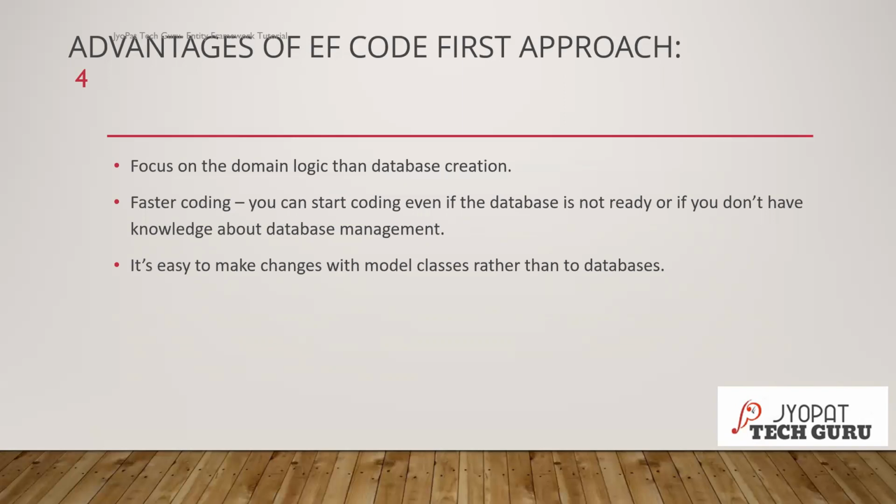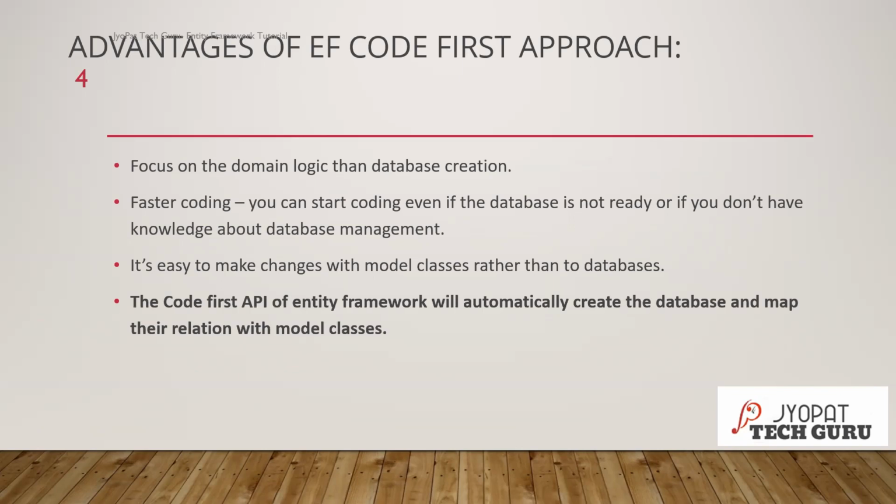It is easy to make changes with the model classes rather than to databases. It becomes difficult for you to interact with the databases every now and then. Rather than that, you can just go to the model classes as they are part of your application, and you can change them very easily. The code first API of Entity Framework will automatically create the database and map their relation with model classes. No need to edit and update the designer model, that is the .edmx file in Visual Studio. Everything will be done by the Entity Framework itself. So these are a few of the advantages.